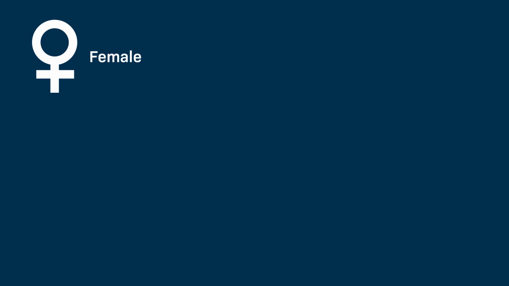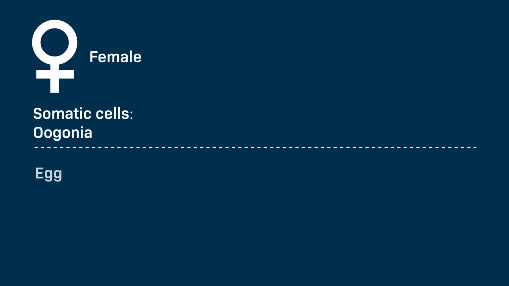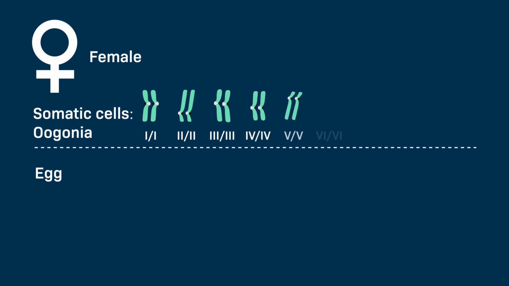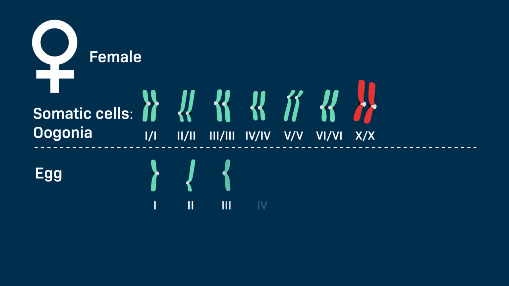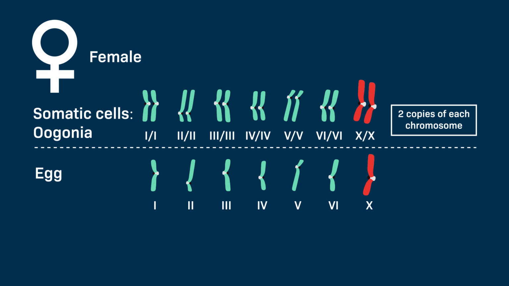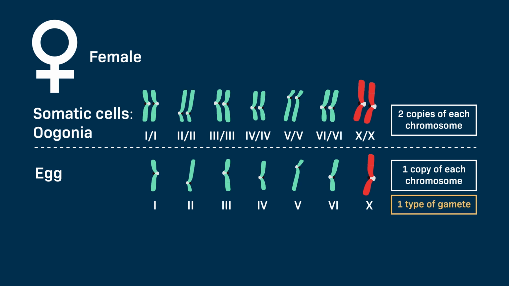Let's look at the distribution of chromosomes in females. We'll start with what we call oogonia. These are somatic cells, and they will give rise to the female gamete, eggs. There are 6 pairs of homologous chromosomes, plus an additional pair of homologous chromosomes shown here in red that represent the X chromosomes. When we look at the distribution of chromosomes in the egg, we see that one copy of each pair, including the X chromosome, is present in the egg. So if we focus on the X chromosome in somatic cells, you have 2 copies of the X chromosome, and in gametes, you have 1 copy of the X chromosome. This means that only one type of gamete can be found in females.